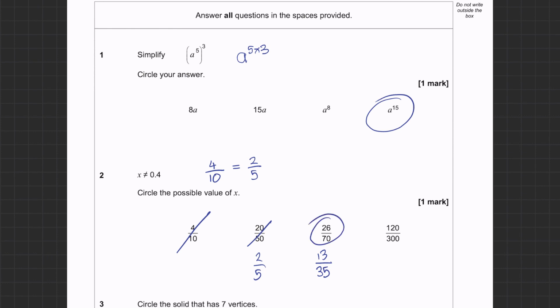And just to double check, the last one, 120 over 300. If we divide both the top and bottom by 10 firstly, we'll have 12 over 30. Then divide the top and bottom by 3, so we'll be left with 4 over 10. And 4 over 10 is equivalent to this here, so it can't be this one. So our answer is 26 over 70, which is not equivalent to 0.4.